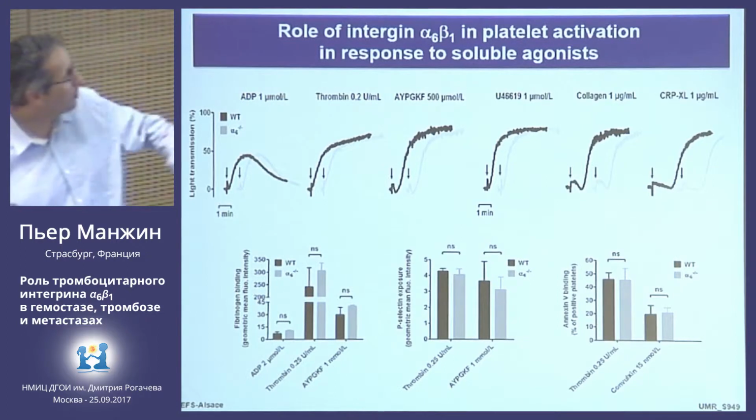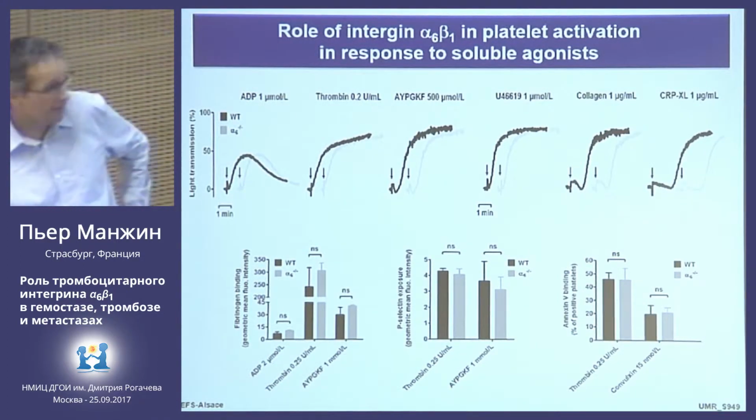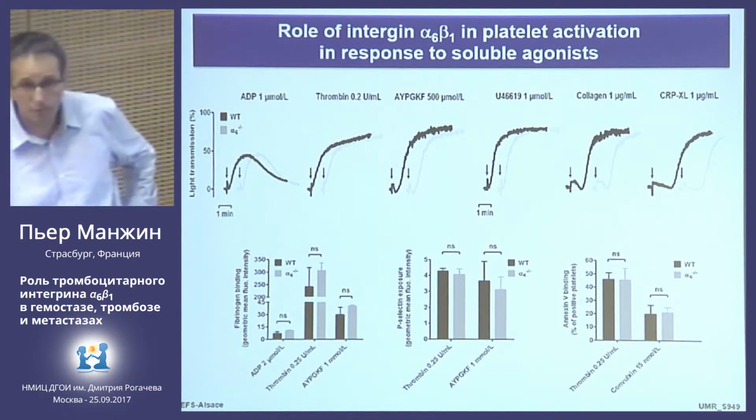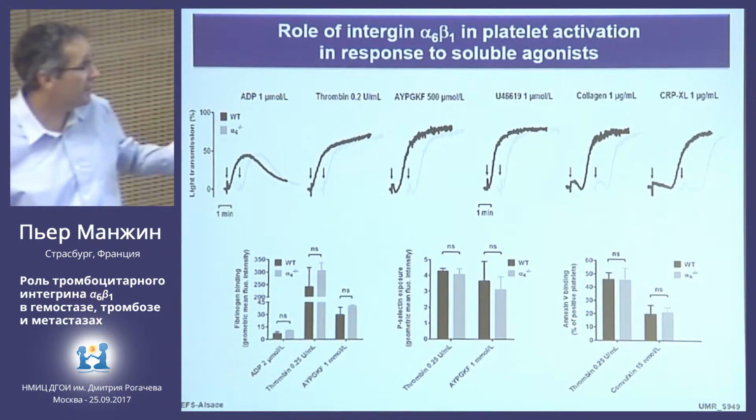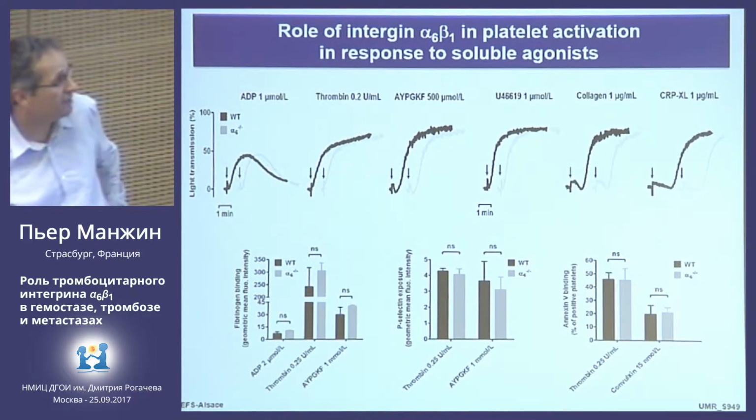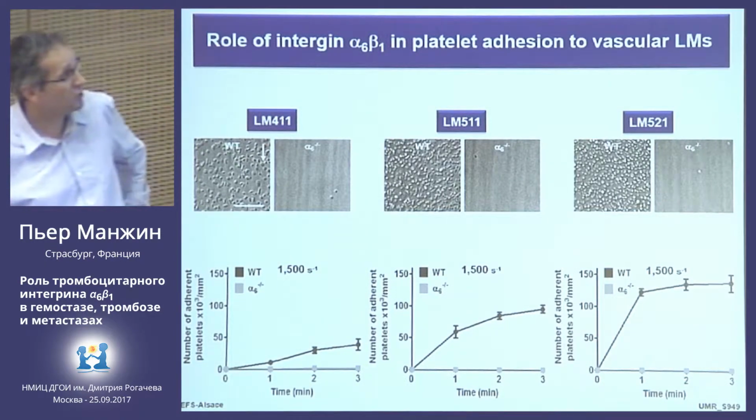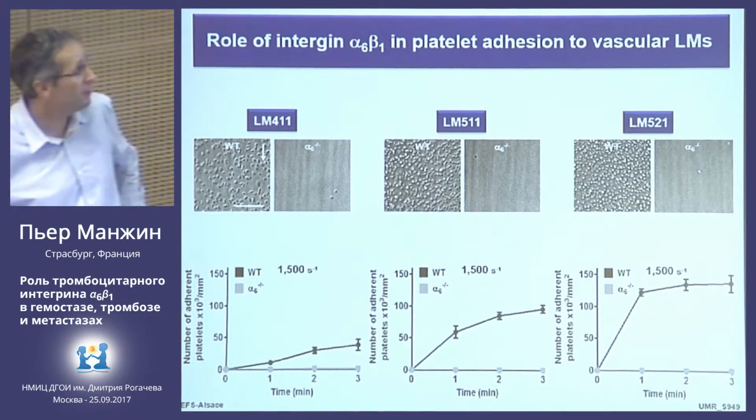They also had normal responses in fibrinogen binding in response to ADP, thrombin, and PAR4 peptide. P-selectin exposure was completely normal to soluble agonists, as well as annexin V binding. What about the ability to adhere to various surfaces, and first of all, laminins?